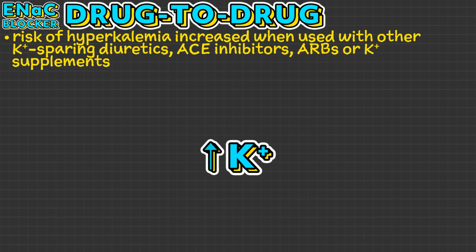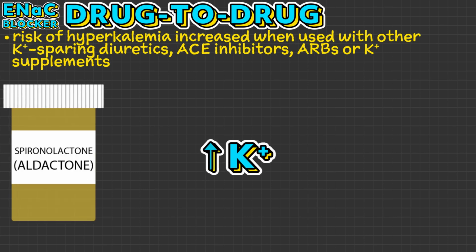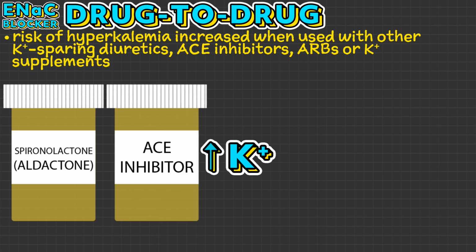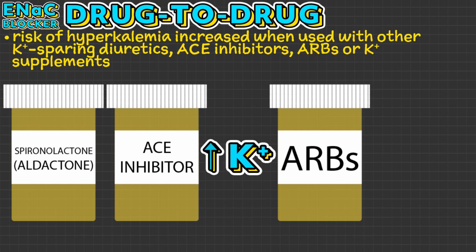And finally, some drug-to-drug interactions worth mentioning. The risk of hyperkalemia increases when ENaC blockers are used with other potassium-sparing diuretics, angiotensin-converting enzyme inhibitors, angiotensin II receptor blockers, or potassium supplements.